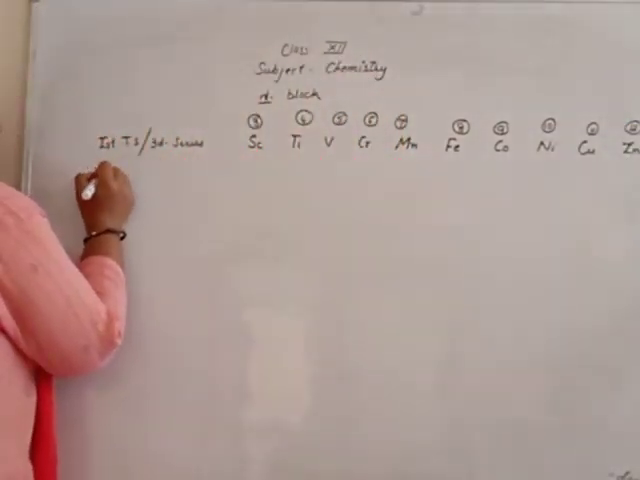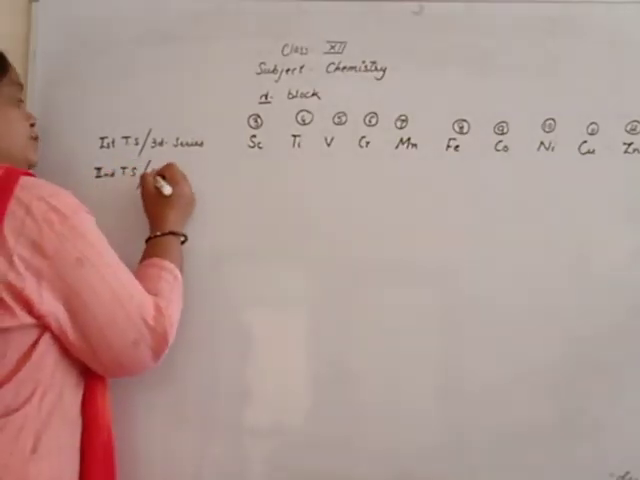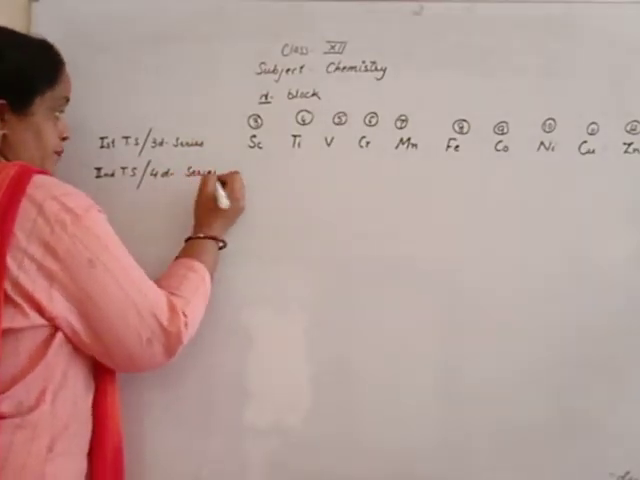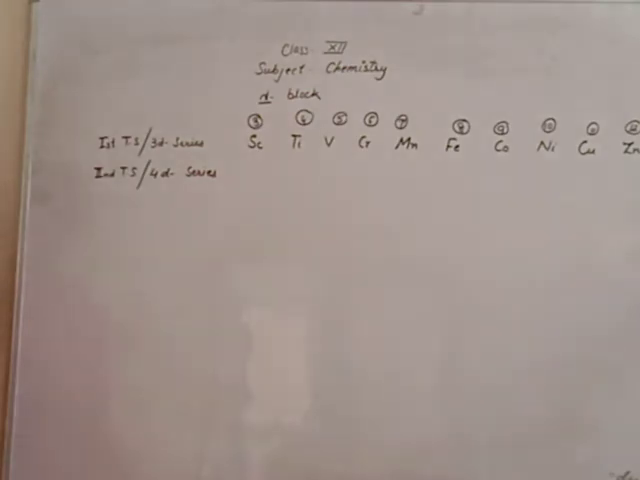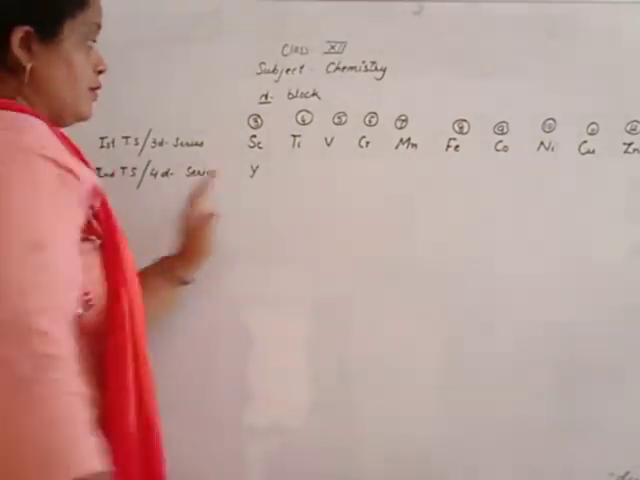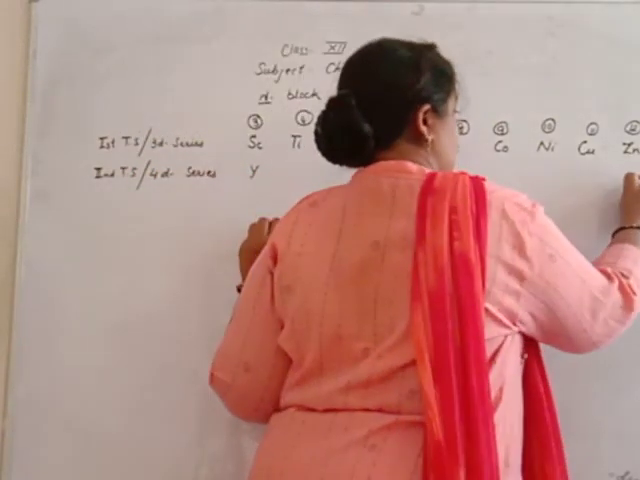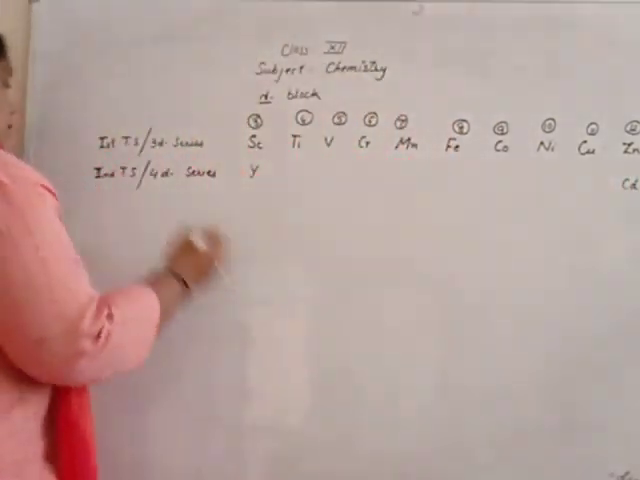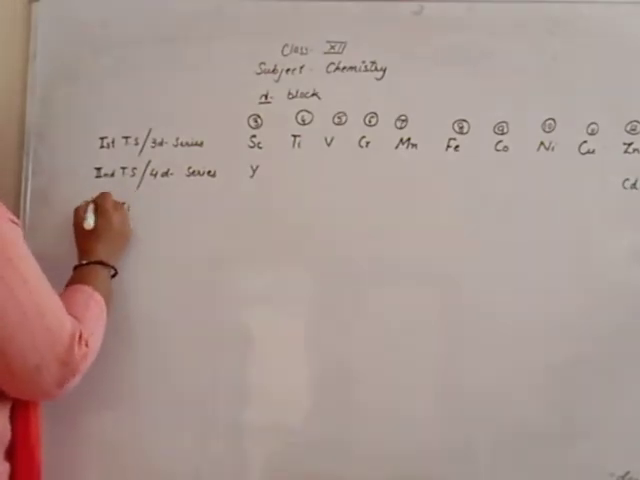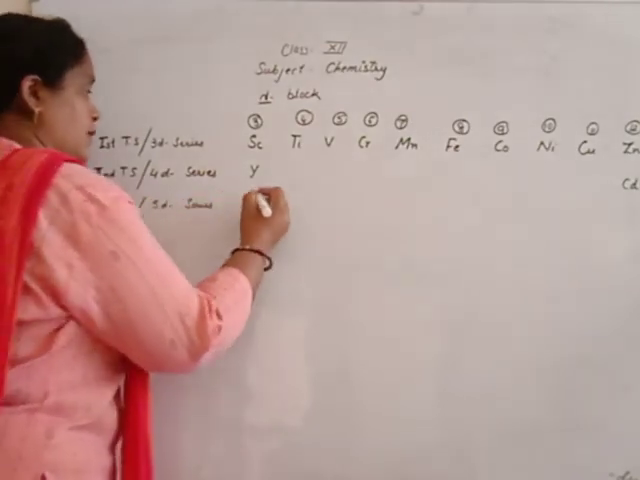Next, the second transition series, or 4d series, because the last electron enters the 4d orbital. It begins with yttrium. Note, beta, it is necessary to learn only the first one and the last one. The last one is cadmium. Third transition series, or 5d series: it begins with lanthanum.